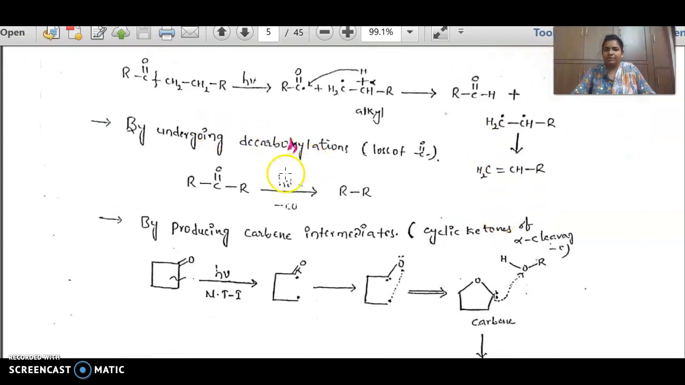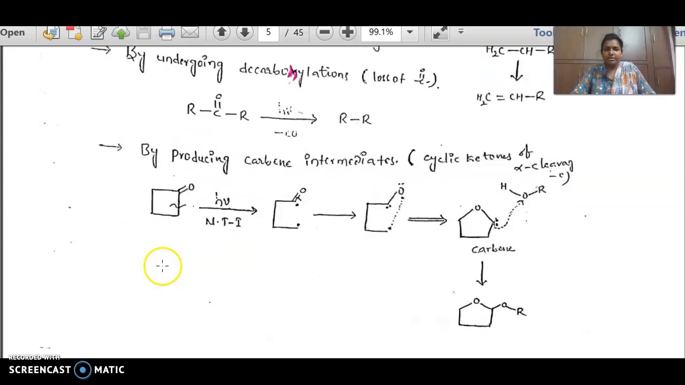Another one is decarbonylation. Decarbonylation means this CO will be eliminated, and whatever is left, the left side R chain and the right side R chain, will be attached. CO elimination is called decarbonylation. Okay, elimination of the CO group. Then, another one, by producing a carbene intermediate, this is in the case of cyclic ketones.